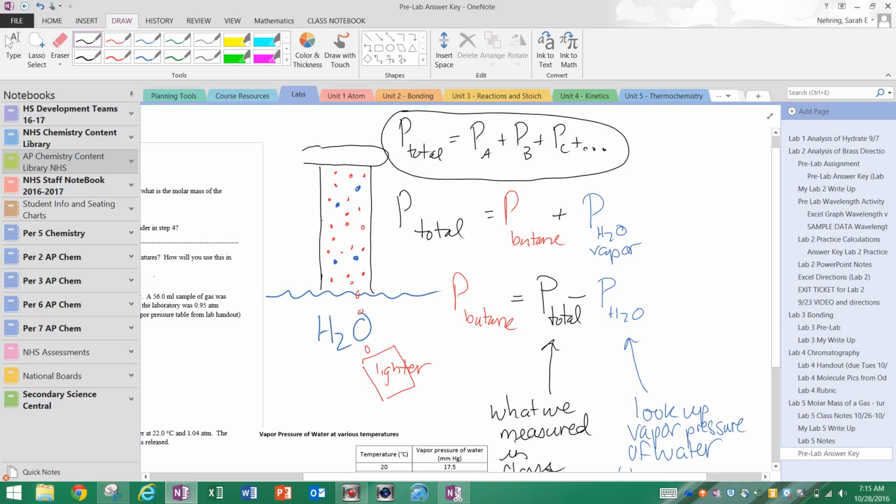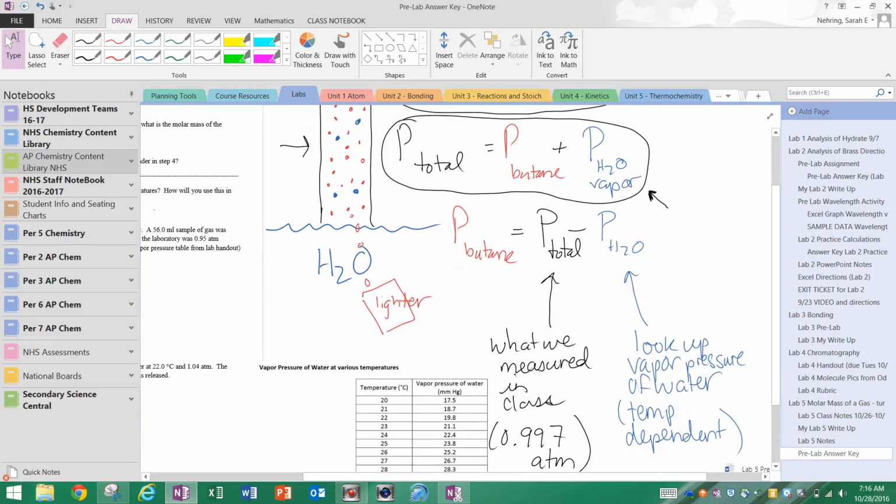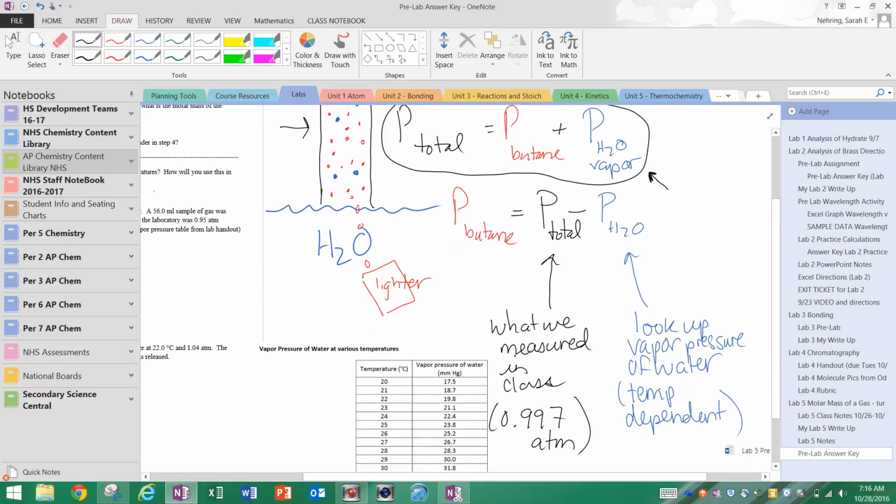So in our system right here in the lab, the gases in our graduated cylinder are both butane and water, so the water that evaporated. So the total pressure in our system is the sum of the pressures of butane gas and of water vapor. In order to find the moles of butane, we need to use the pressure of just butane. So we need to correct for the fact that there's some water vapor in our sample as well. And the way that we do that is by using the vapor pressure of water.